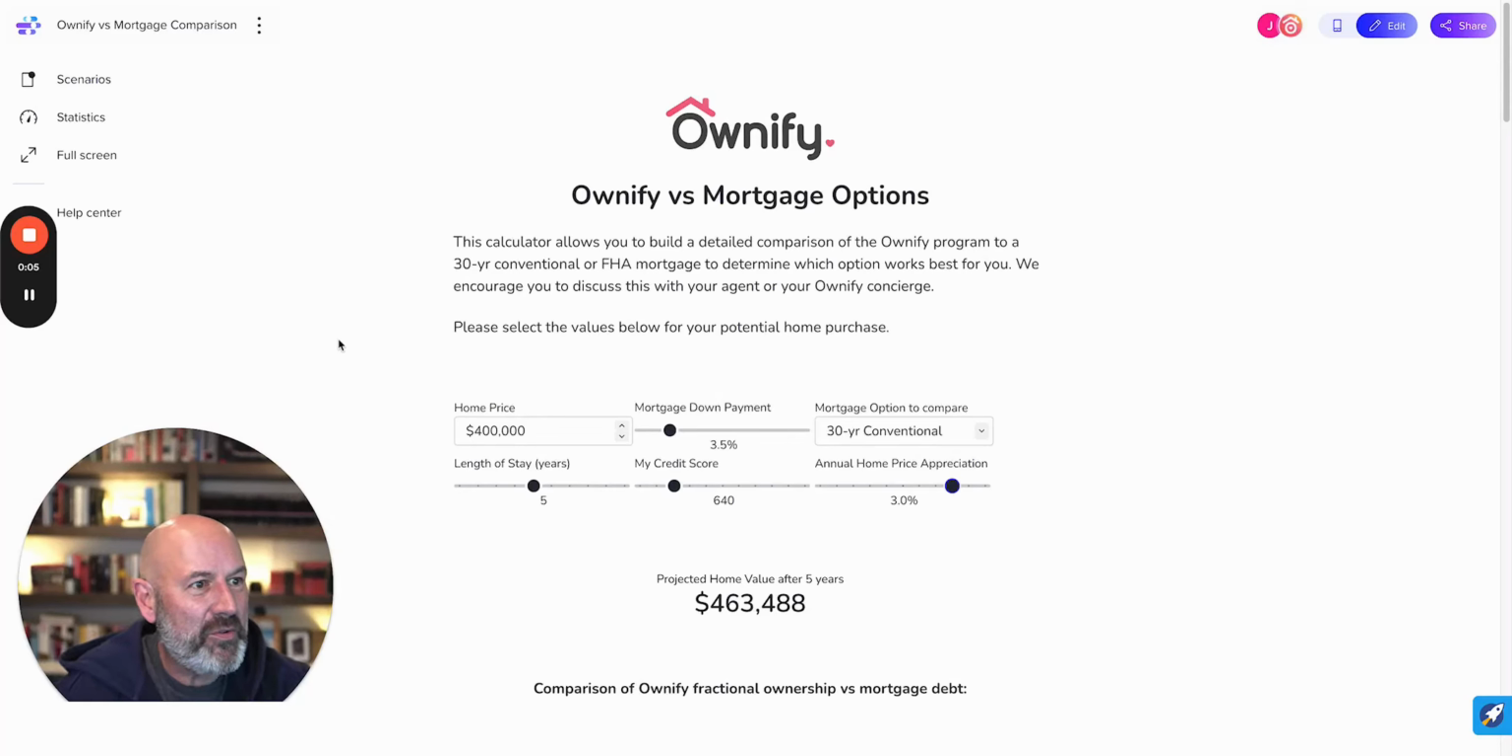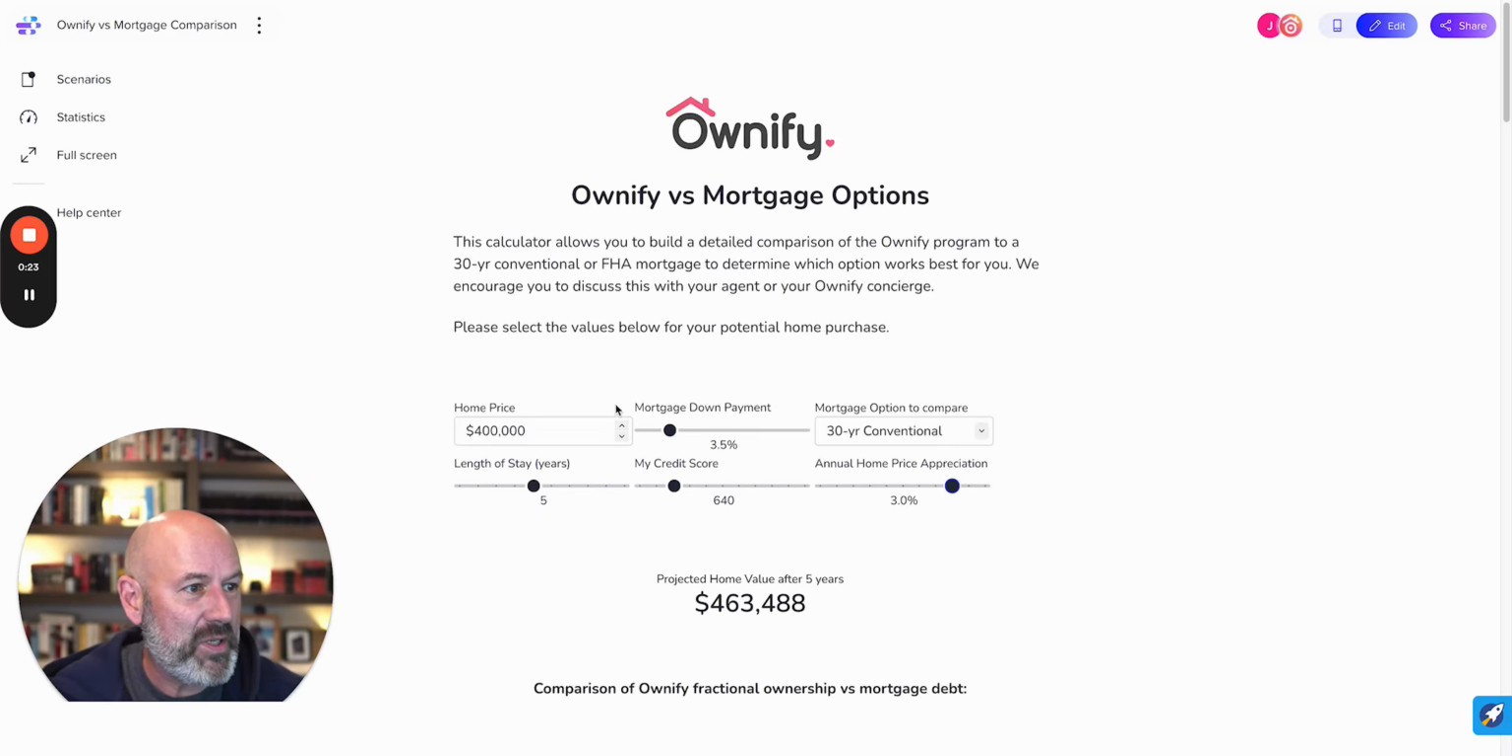I wanted to run you through the Ownify versus mortgage options calculator. So you're on this page, you're watching me, you already found the right spot. What this calculator allows you to do is really compare Ownify versus different mortgage options. And let's walk through this in a couple of different sections.